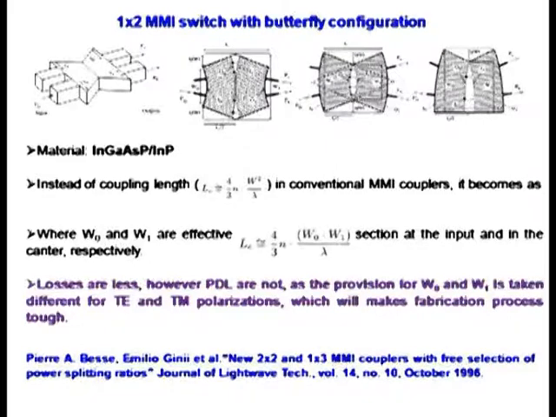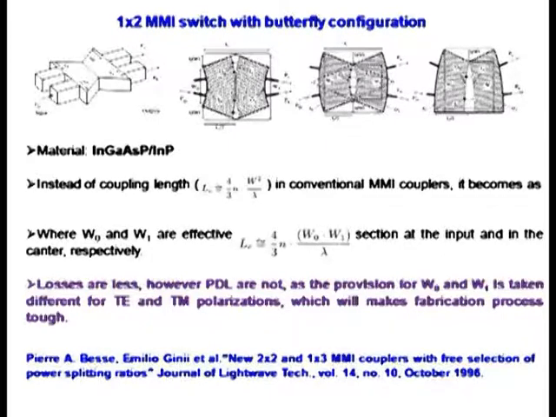And many of the previous researchers have used this structure, and they have come up with different kinds of configurations. Like they have come up with a 1x2 MMI switch with butterfly configuration, in which they have used the coupling. This is known as the coupling length, where most of the power will decide which port it will go. So in place of the symmetric coupling length, they have used the butterfly connections. Take the design of a butterfly, and they have used the material indium gallium arsenide or indium phosphide.